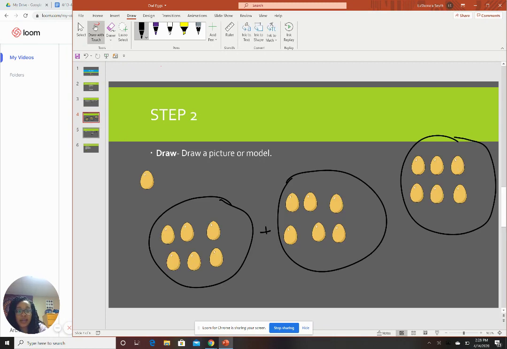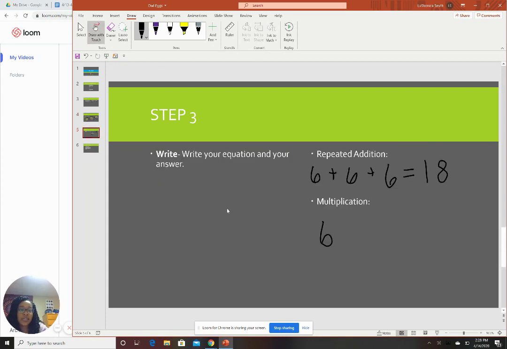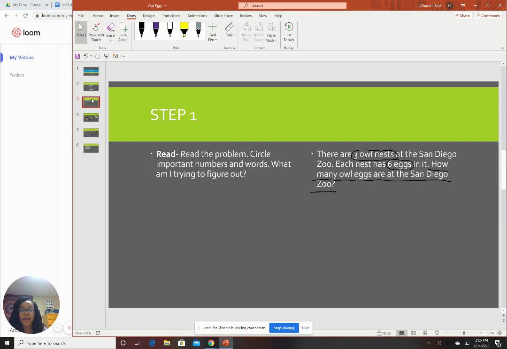So it's kind of like adding 6 3 times. So 6 times 3, and you get the same answer as before. So now we're going to write our equation in an answer. We're going to go back to the problem.